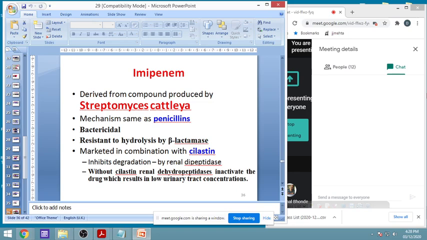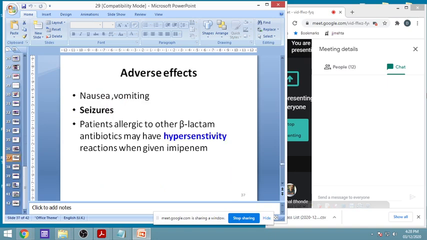Without cilastatin, renal dehydropeptidase inactivates the drug, which results in low urinary tract concentration. And if we give it, then it will appear in high renal concentration. Adverse effects are nausea and vomiting. The important one is seizures, that is epileptic-like activities. Patients allergic to other beta-lactams may or may not have a hypersensitivity reaction when given imipenem.